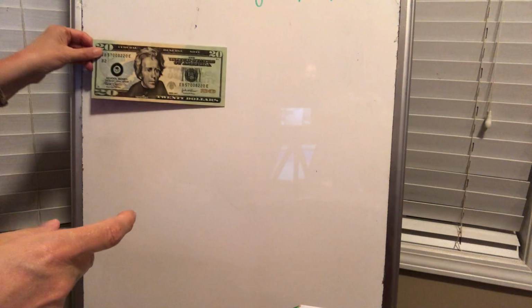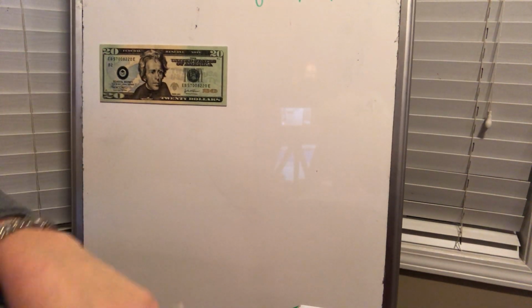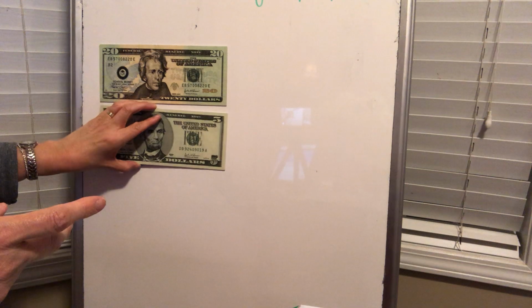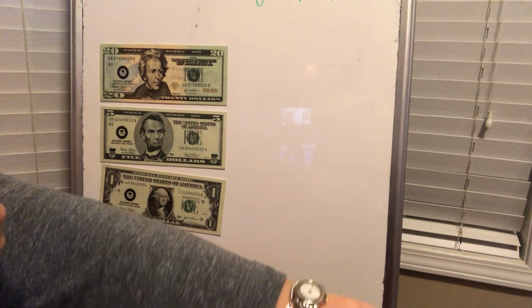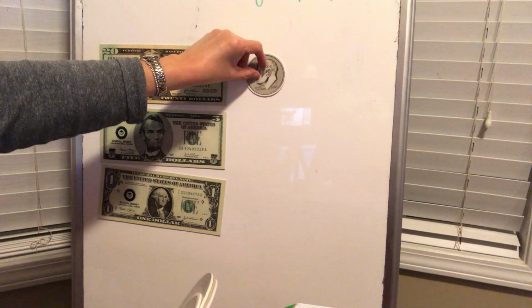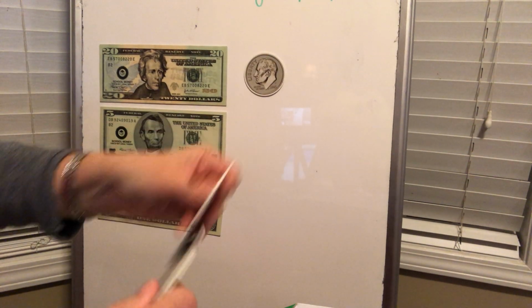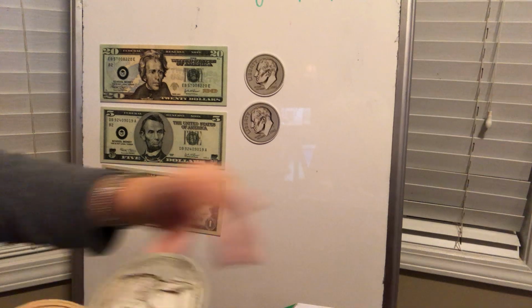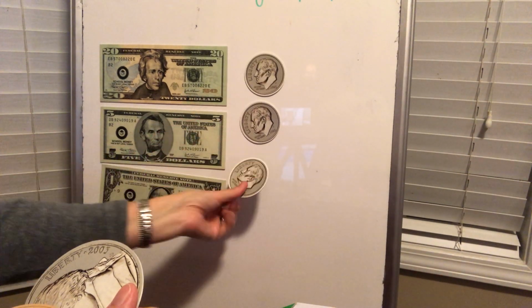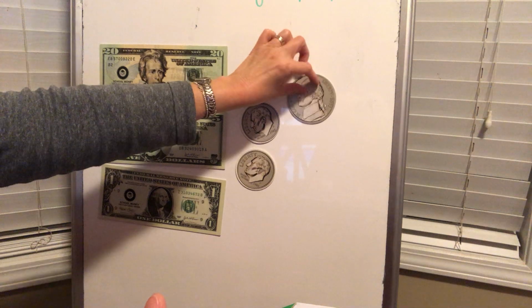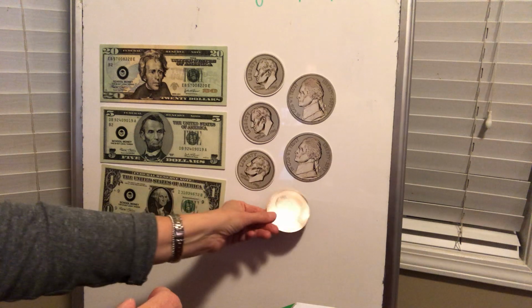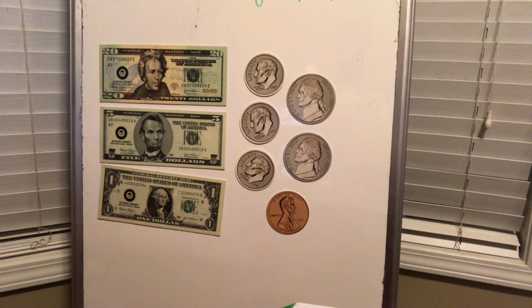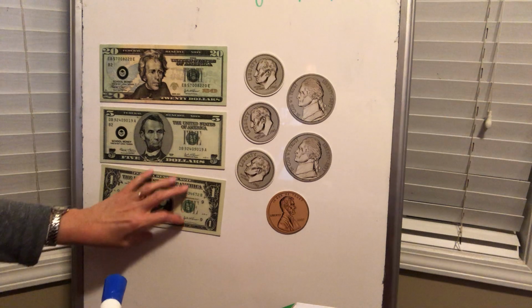I've got a $20 bill, a $5 bill, and a $1 bill. And then we've got some coins. I'll put up some dimes, and some nickels, and just 1 penny.